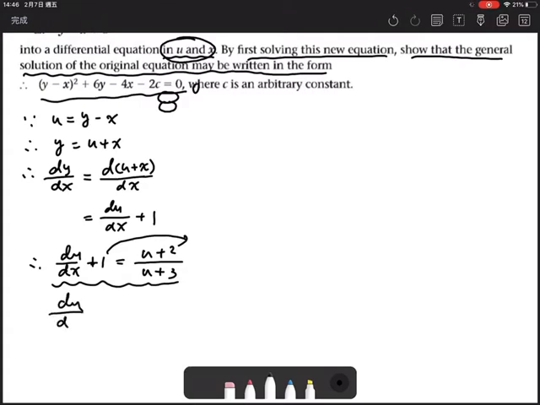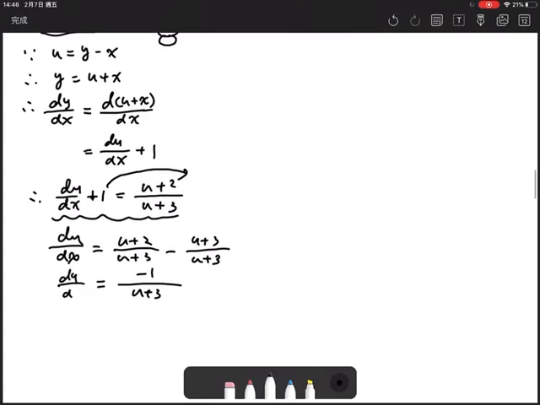So firstly we move 1 to the right hand side, so it becomes du by dx equals u plus 2 over u plus 3 minus 1. Minus 1, it will be u plus 2 minus u minus 3 over u plus 3. So finally the answer is 2 minus 3 is -1 over u plus 3. Now you see that the new equation belongs to type 1. We can use the separating variables method. So it becomes u plus 3 times du equals -1 times dx. Now it will be very simple. So we do integration on both sides.